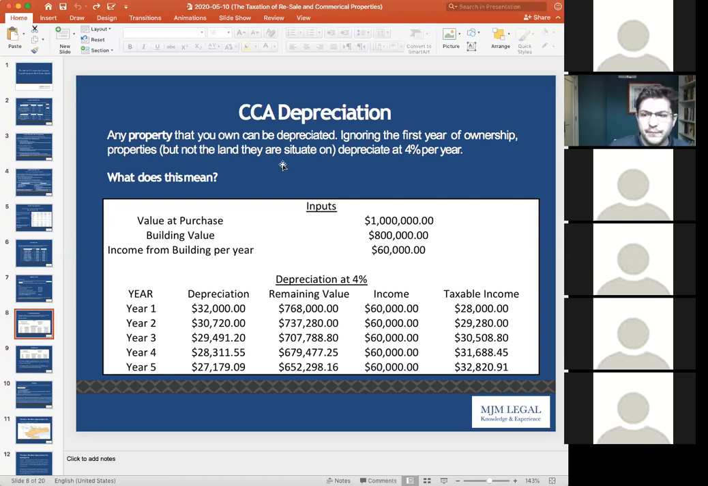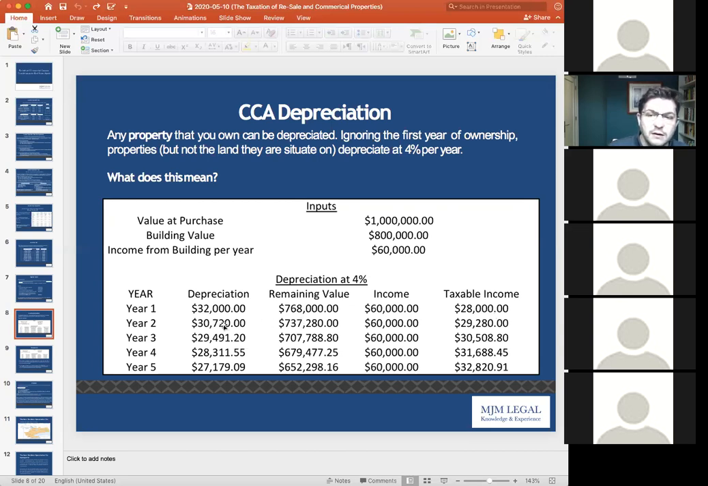So what does that mean? Well, that means that I am able to take 4% of this $800,000, which, as it turns out, means $32,000. And I can say, thank you very much. I'm going to subtract this $32,000 from the $60,000. And now my taxable income becomes $28,000. So instead of having to pay 54% of $60,000, I'm now able to pay 54% of $28,000. That's the way depreciation works.